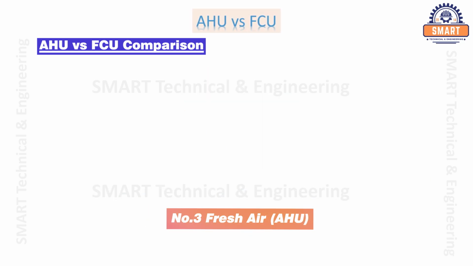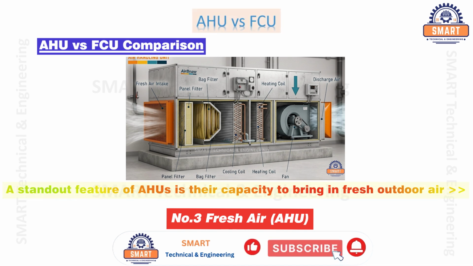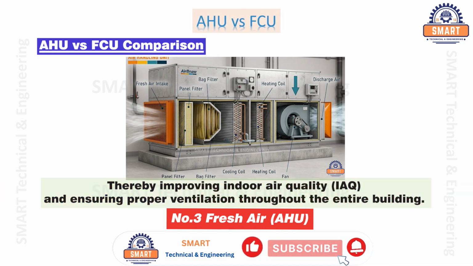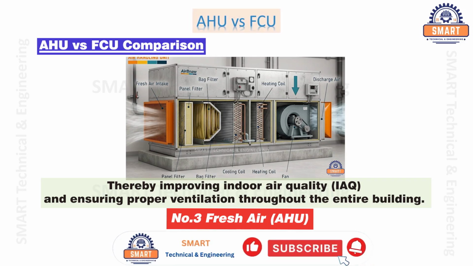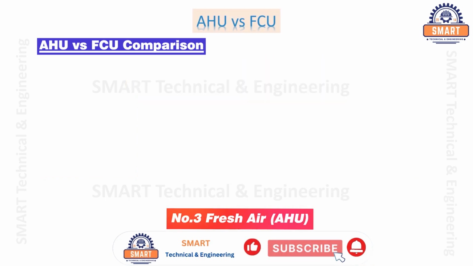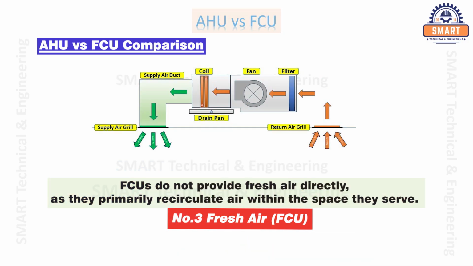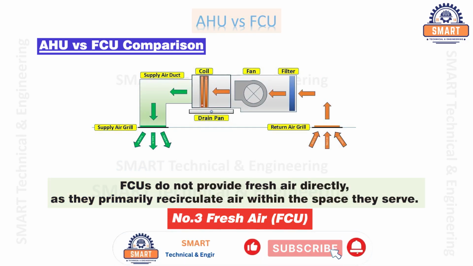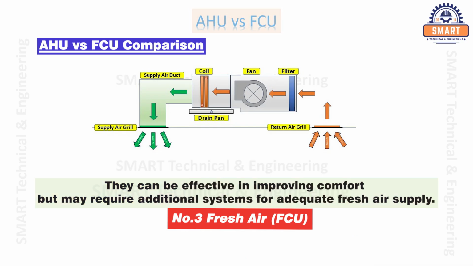Number 3. Fresh air. A standout feature of AHUs is their capacity to bring in fresh outdoor air, thereby improving indoor air quality, IAQ, and ensuring proper ventilation throughout the entire building. Normally, FCUs do not provide fresh air directly, as they primarily recirculate air within the space they serve. They can be effective in improving comfort but may require additional systems for adequate fresh air supply.